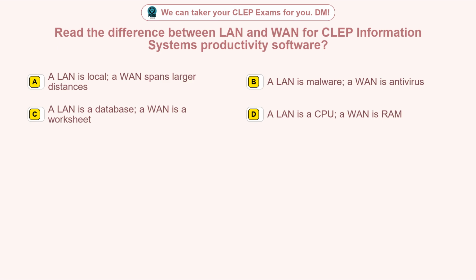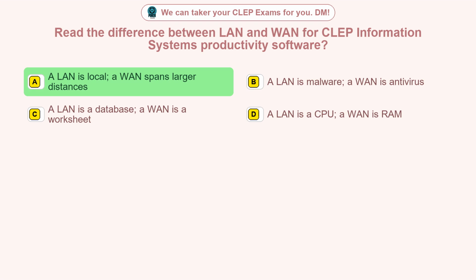Question 57. Read the difference between LAN and WAN for CLEP Information Systems productivity software. Option A. A LAN is local, a WAN spans larger distances. Option B. A LAN is malware, a WAN is antivirus. Option C. A LAN is a database, a WAN is a worksheet. Option D. A LAN is a CPU, a WAN is RAM. The correct answer is option A.